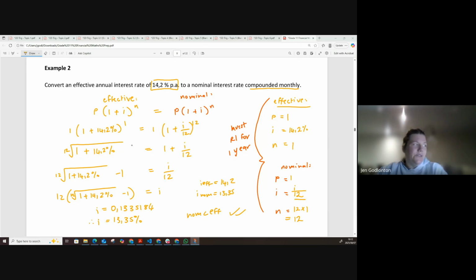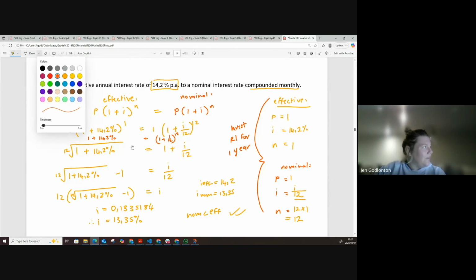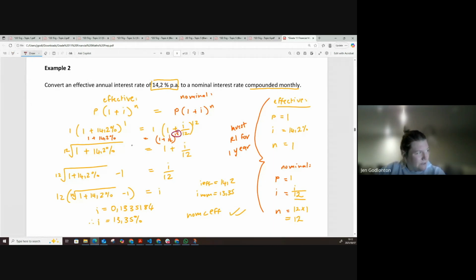So, okay, so basically all we're doing is, because it's 1 times, it doesn't matter, and it's to the power of 1, which means that doesn't matter either. So essentially what this line actually looks like without everything is just 1 plus 14.2%, which is equal to 1 plus I over 12 to the power of 12. That's just getting rid of the ones that we don't need. So then the first thing, which is our sort of issue that we need to deal with, is this 12 power. And so that's why we're going to root it. So we're going to root to the 12.